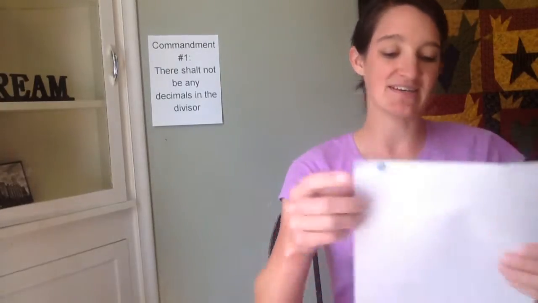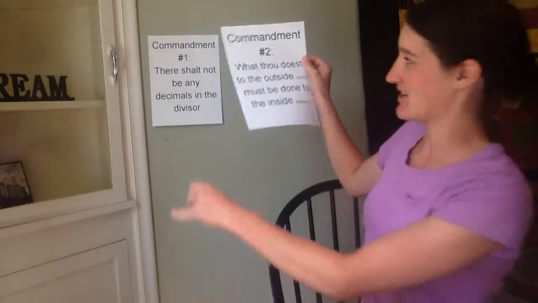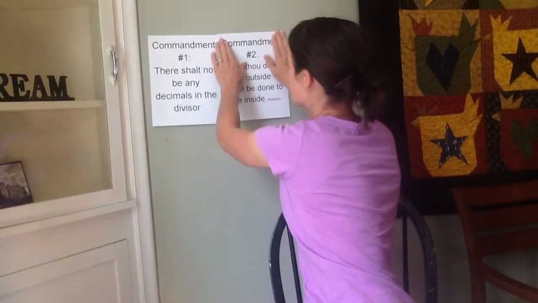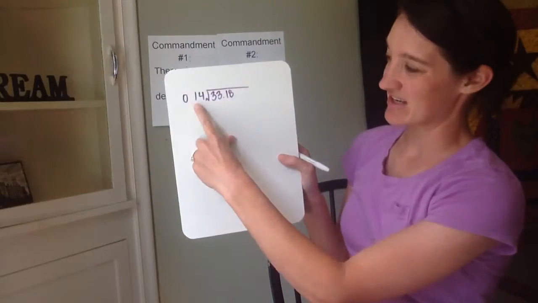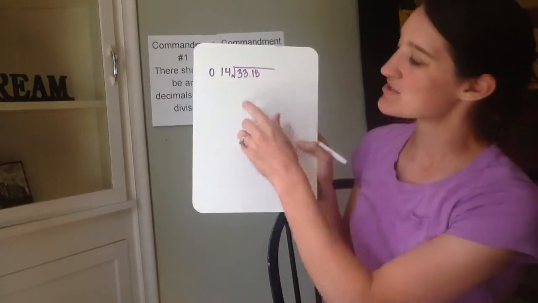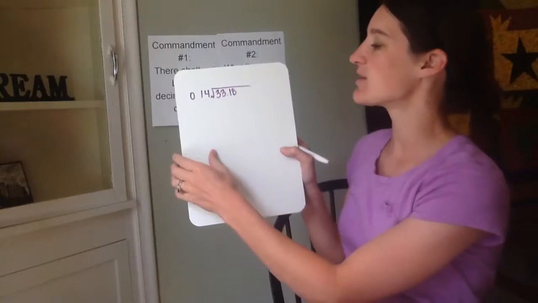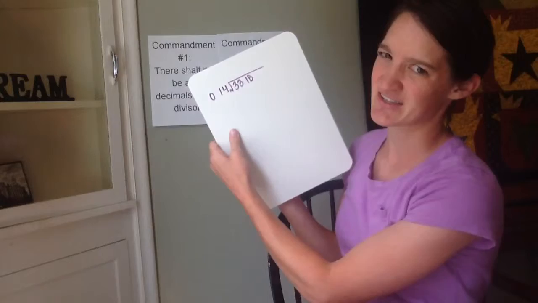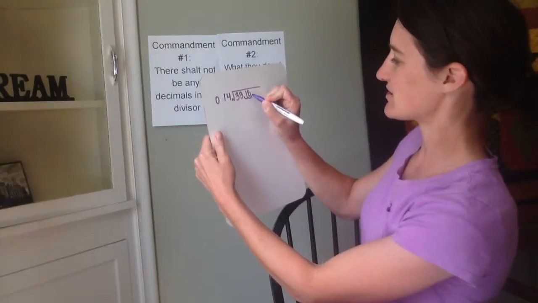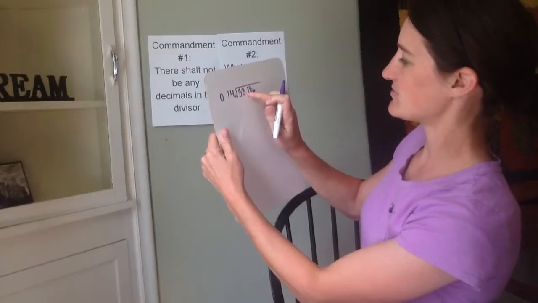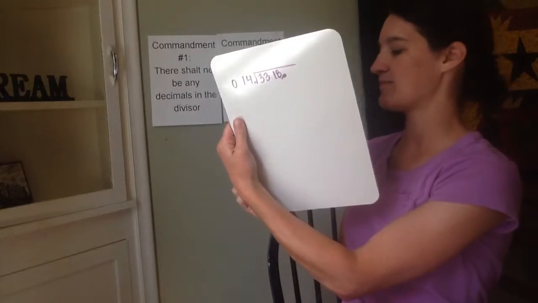The second commandment is, what thou doest to the outside must be done to the inside. What that means then is, what we did on the outside, we have to do to the inside. So because we moved our decimal 2 places on the outside, or the divisor, we're going to move our decimal 2 places on the inside, or the dividend. So I move it 2 places, and now our decimal looks the same as what we did on the outside.